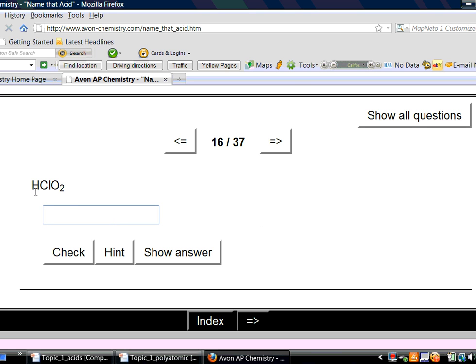Alright, try to name HClO2. Hopefully you recognize that we have ClO2, which is one less oxygen than ClO3, which is chlorate. So we have chlorite, and since we have an acid, we're going to call it chlorous acid.